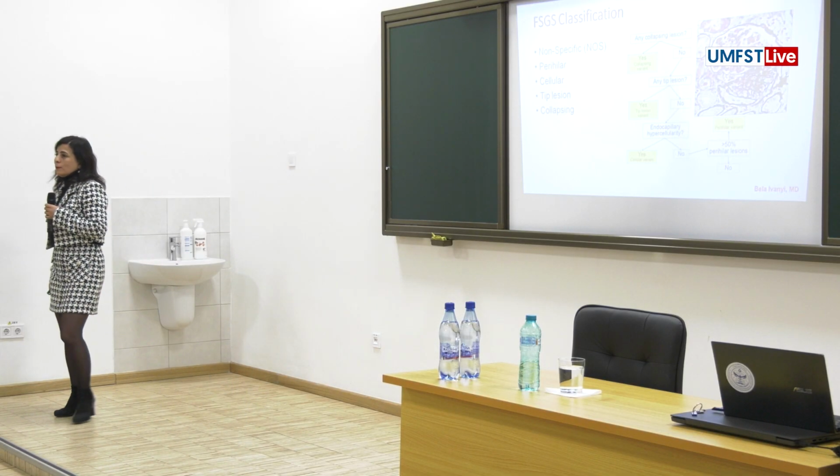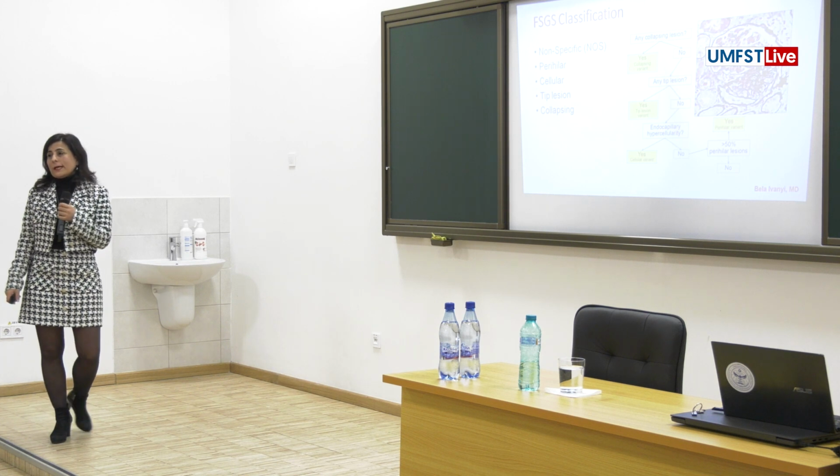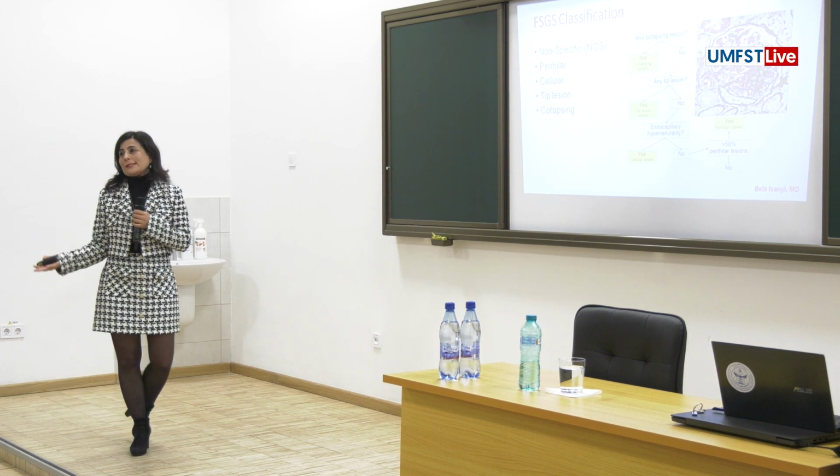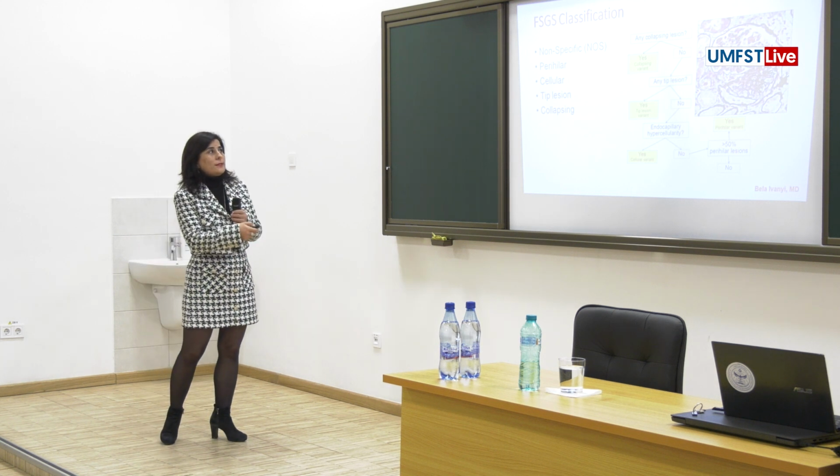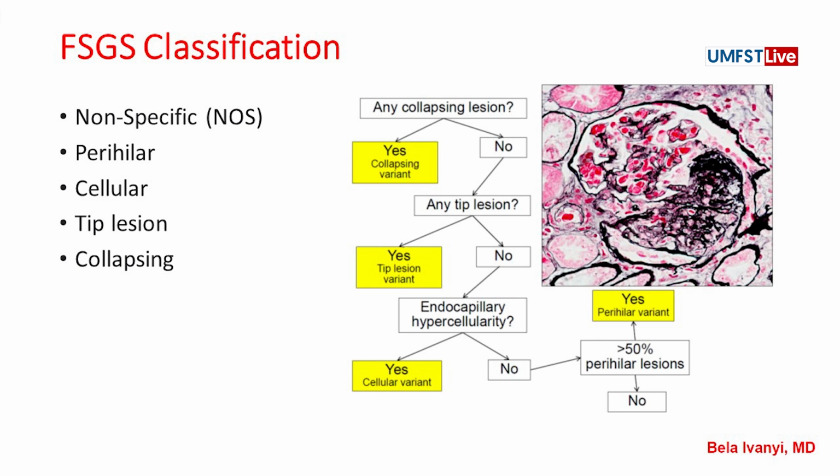In focal segmental glomerulosclerosis, we have to subtype it because the prognosis is very different for each. Usually, in our routine, we see the non-specific type, but if you see any collapsing lesion, you have to say it's collapsing variant of FSGS. If you don't see any collapsing lesion, you have to search for any tip lesion. If there is a tip lesion, you have to call it tip lesion variant.